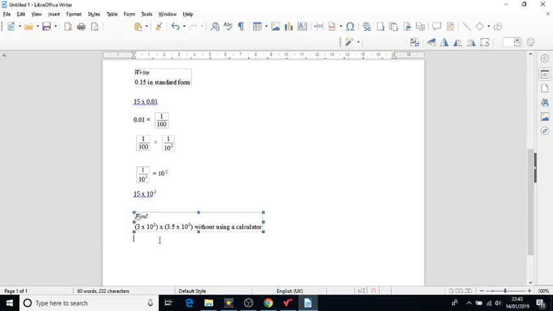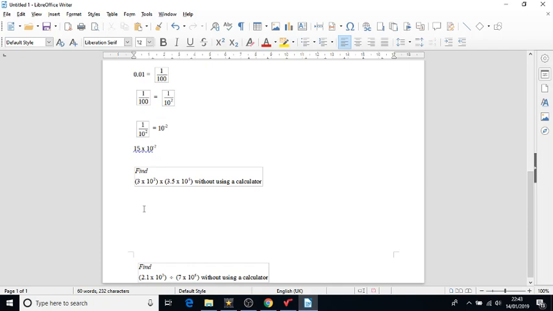Let's move on to the next question. Find (3 multiplied by 10 to the power of 2) multiplied by (3.5 multiplied by 10 to the power of 5) without using a calculator. Now, initially, when you look at this question, you might think, oh, bit of a tricky one, isn't it? How will I work this question out without a calculator? I'll show you how.